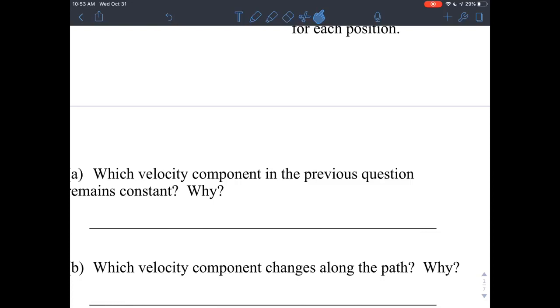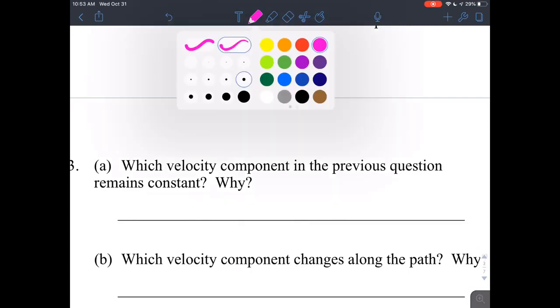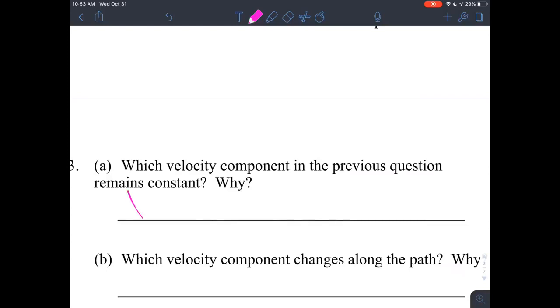Okay, so which velocity component in the previous question remains constant and why? Well, of course, we know that that is going to be our Vx because our Fx, or our horizontal forces, are zero.